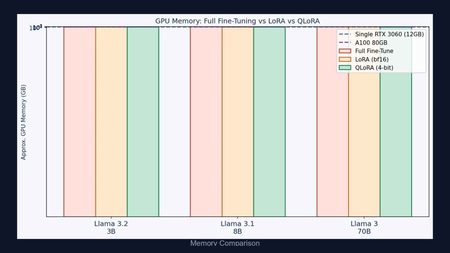LoRA and QLoRA compress that requirement dramatically, enough that QLoRA on a 3B model fits comfortably on a 12 GB RTX 3060. The key insight from this chart isn't the specific numbers, it's that the memory gap between full fine-tuning and parameter-efficient methods grows with model size. The larger the model you want to work with, the more essential LoRA and QLoRA become.